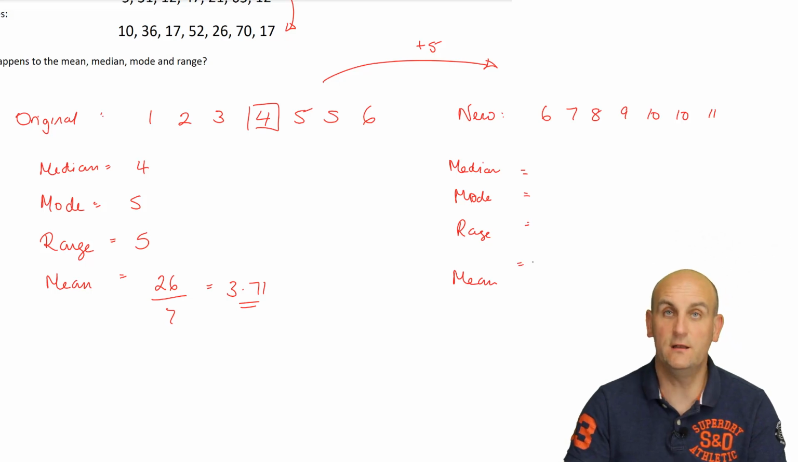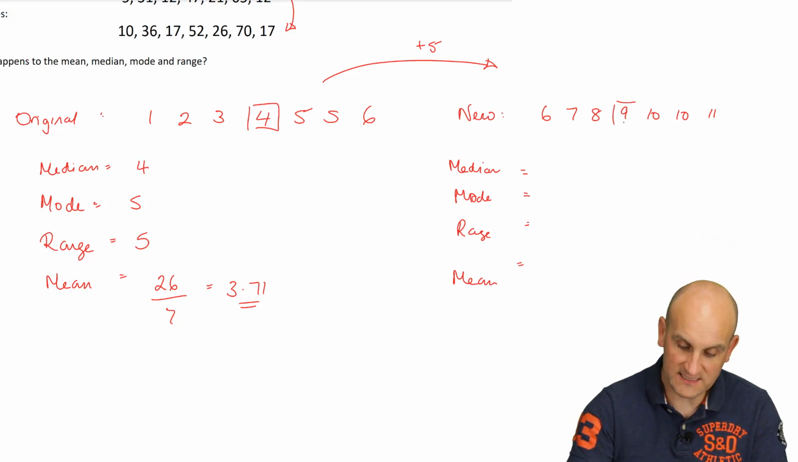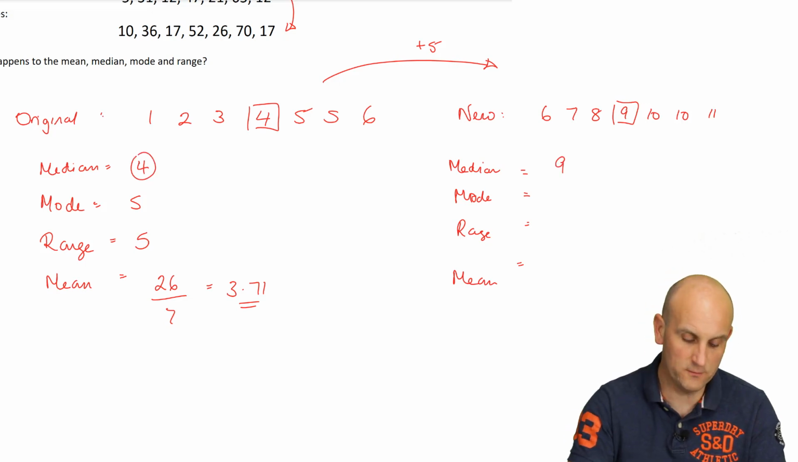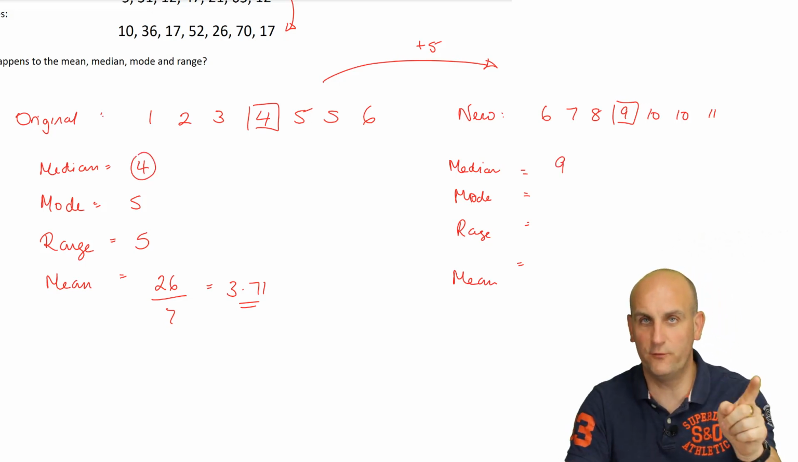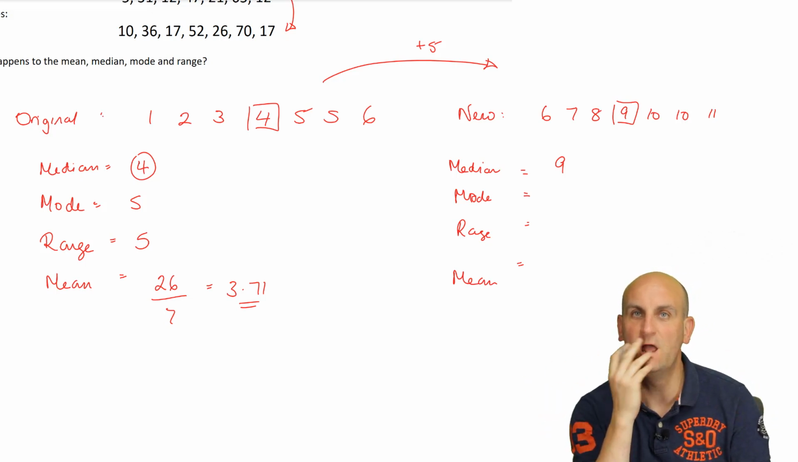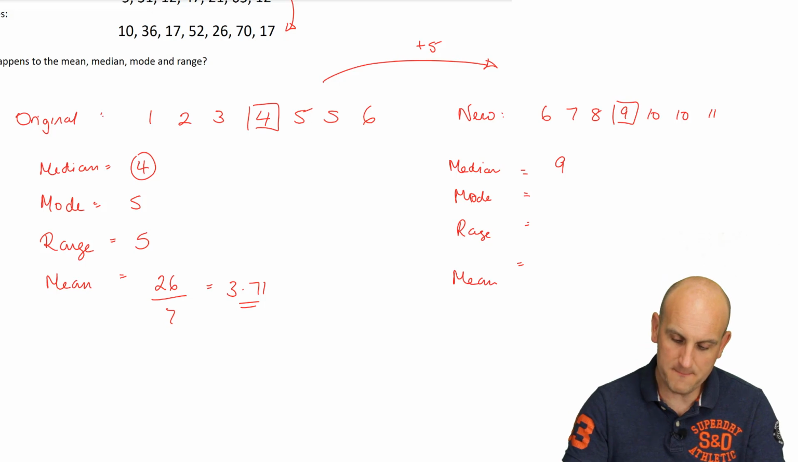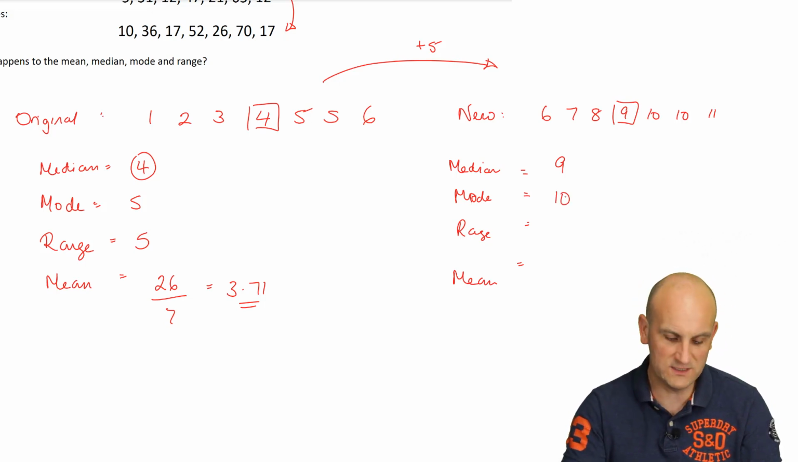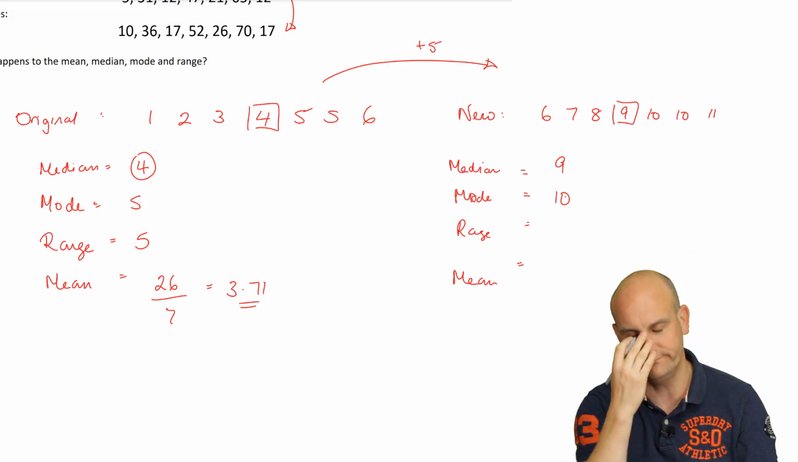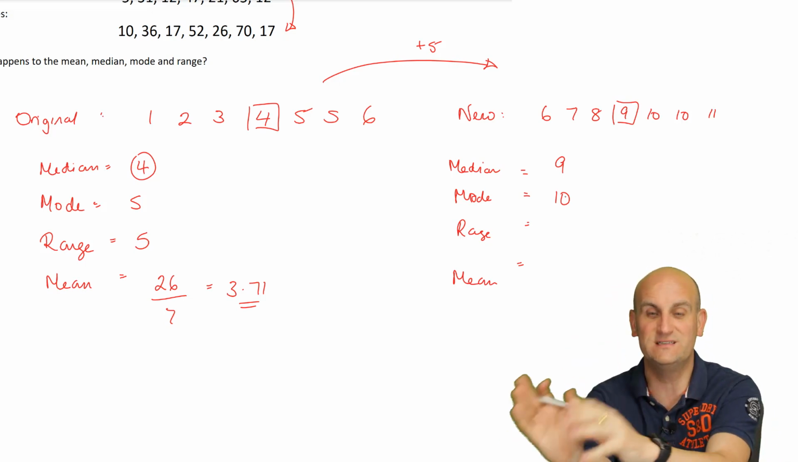So my median, middle number, has become 9. But what was my median before? It was 4, so it was 4 and it's gone to 9. That's 5 bigger. Whoa! What about my mode? What was my most common number? In this case, it's 10. But what was it before? It was 5. Whoa! 5 plus 5 is 10.